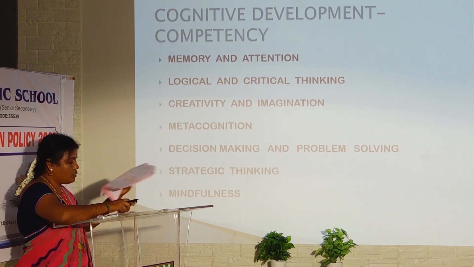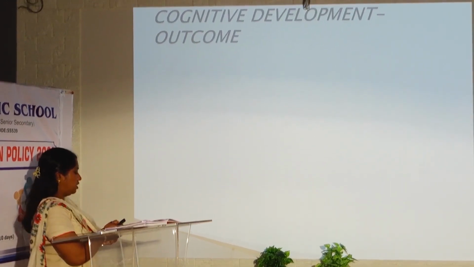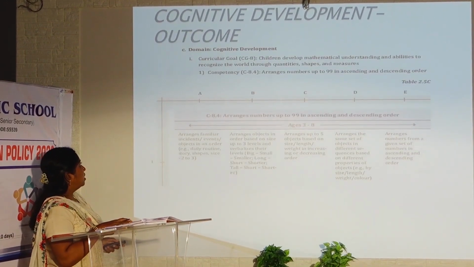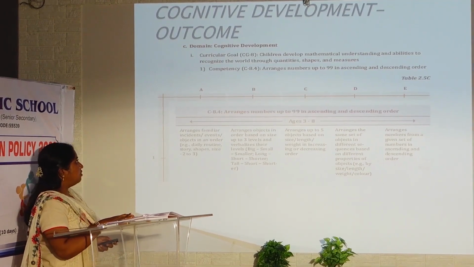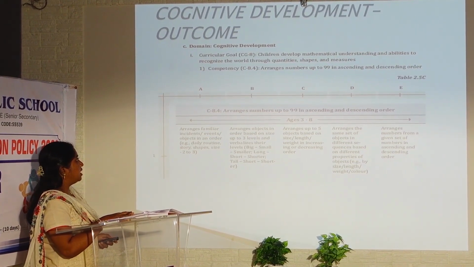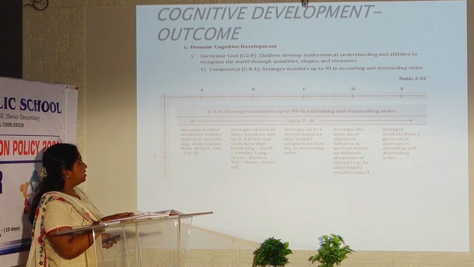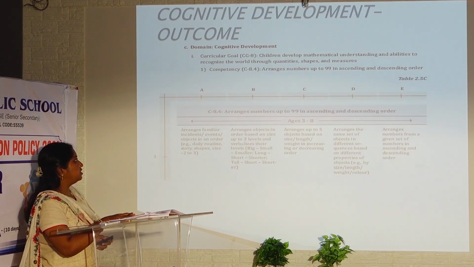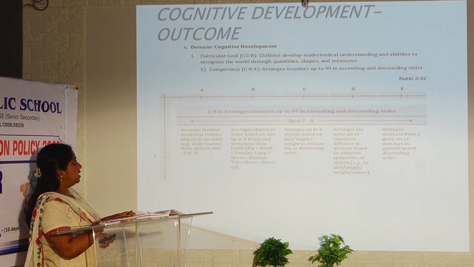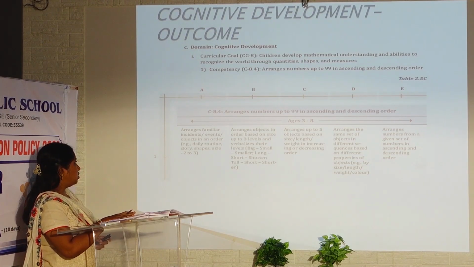Next comes the cognitive development outcome. The goal is that children have to develop mathematical understanding and the ability to recognize the world through quantities, shapes and measurement. Competency: arrange the numbers up to 99 in ascending as well as descending order.